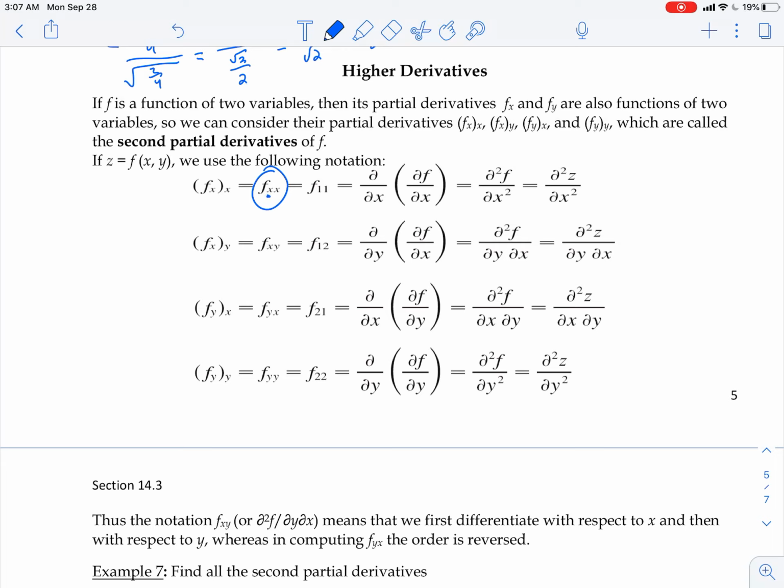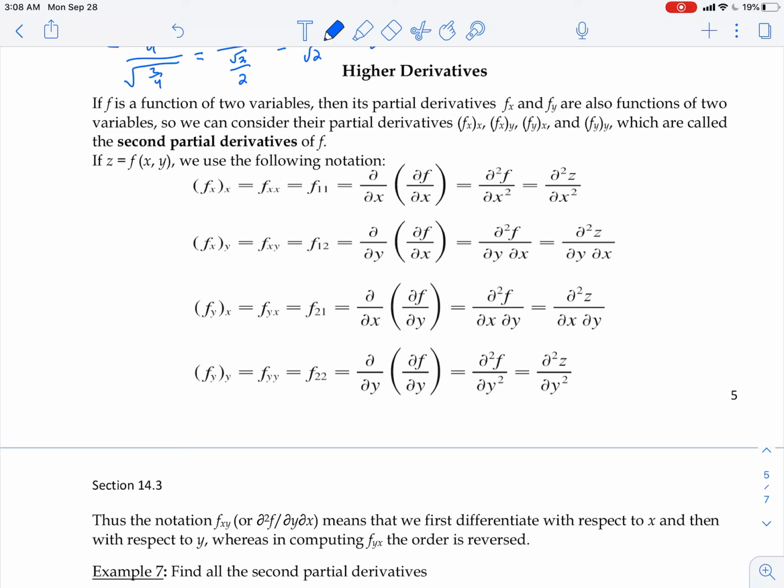That first subscript is the first partial derivative you took. So f sub x means that's the first thing you did: you took the partial derivative with respect to x, and then you're going to do it again. Now, the Leibniz notation is over here, where whatever you take the partial derivative of first is actually going to pop up second. So you took the partial derivative with respect to x first, and then you take the partial derivative with respect to x again.